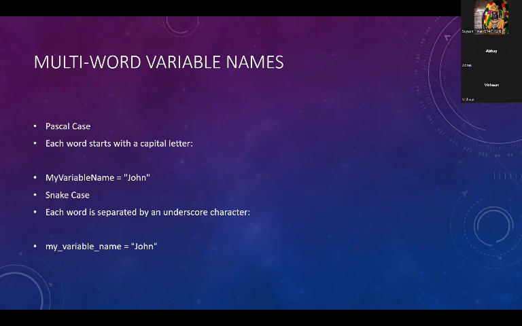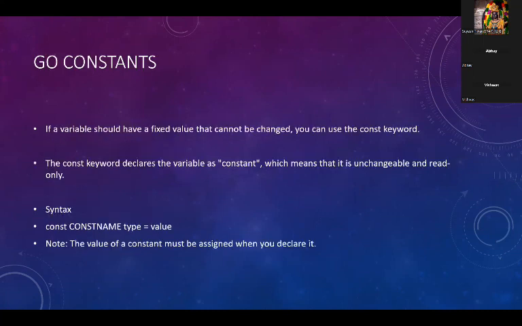And the other one is the snake case, and in the snake case we can separate the variables using underscore. That was the last point which I explained to you in the naming rules for variable declaration. Now, what are Go constants? We are talking about this.